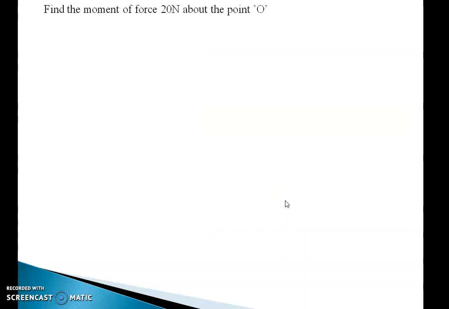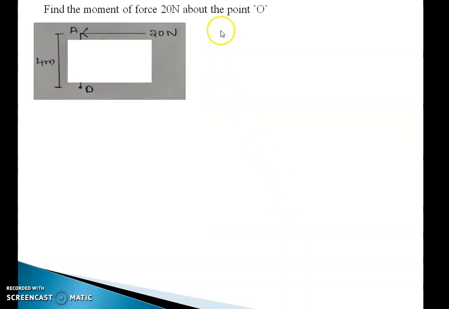Find the moment of force 20 Newton about the point O. In the previous case, the force was 100% vertical. Here, the force is 100% horizontal. The moment about O is required. At A a horizontal force of 20 Newton is applied. The vertical difference between O and A is 4 meter.